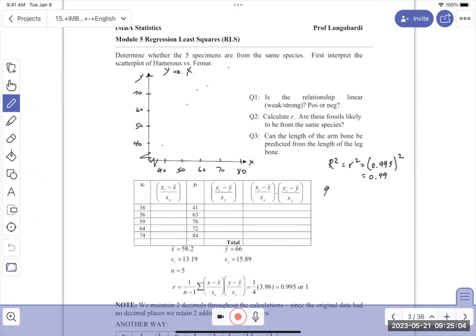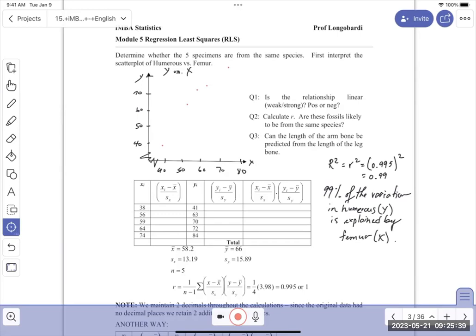What does it mean? 99% of the variation in humerus, sorry, yes, humerus, is explained by femur.